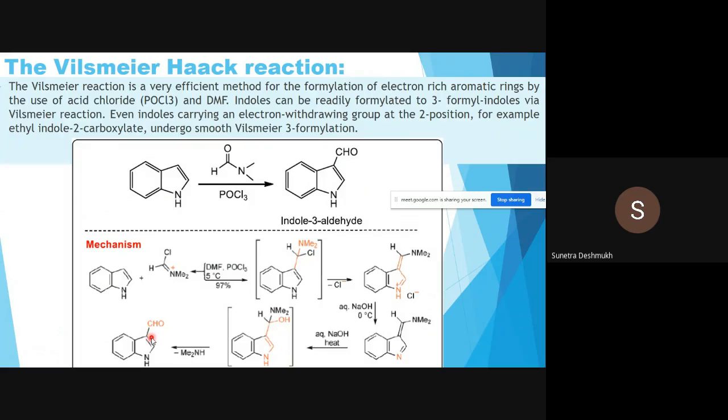So that is the Vilsmeier-Haack reaction for the indole. Whenever somebody asks you about the Vilsmeier-Haack reaction for any heterocycle, you should be able to explain it, and for subjective type questions you have to include all mechanistic steps.